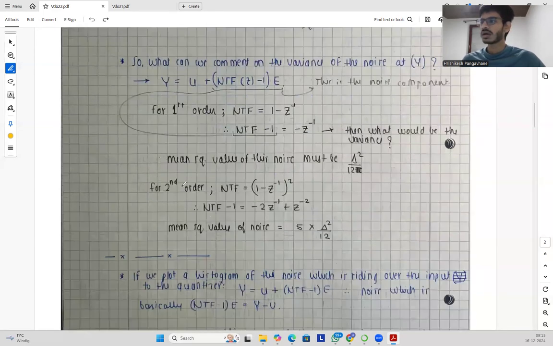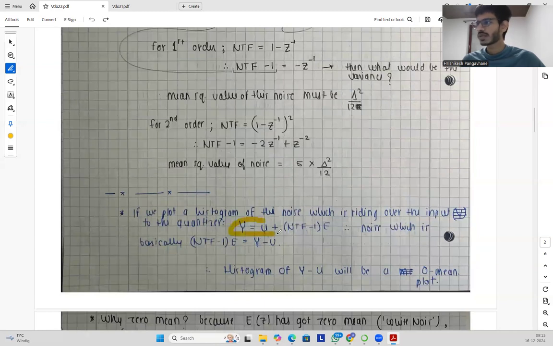So we have this relation, and the noise, which is basically NTF minus 1 times E, is Y minus U. Then the histogram of that noise is the histogram of Y minus U, and that noise will be a zero mean noise. So the histogram plot will also be a zero mean plot.